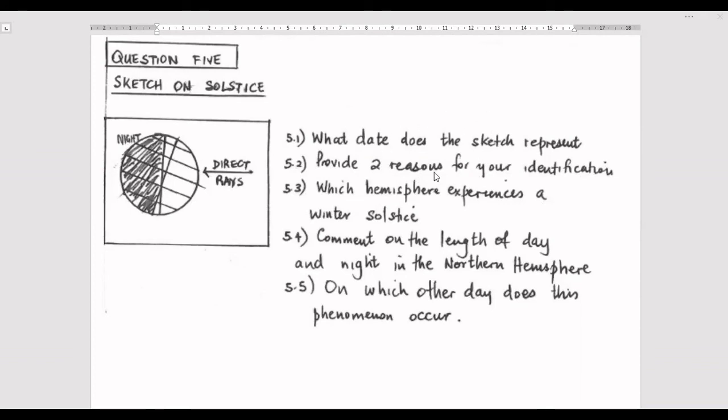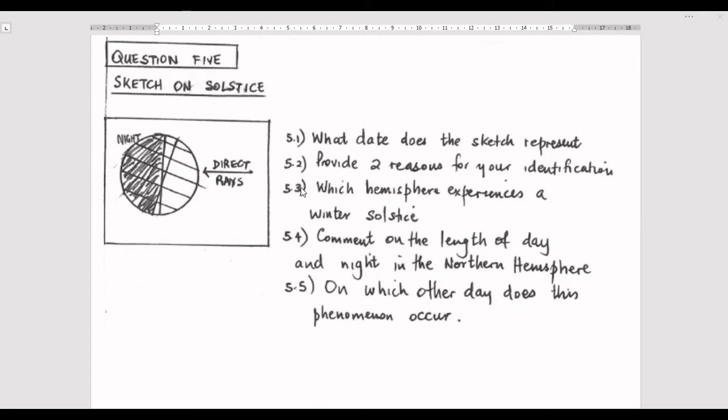Why are you saying that it's the 21st of June? Firstly, the sun is striking directly on the Tropic of Cancer. The southern hemisphere is tilted away from the sun. The northern hemisphere is tilted towards the sun. There's the northern hemisphere here, tilted towards the sun.